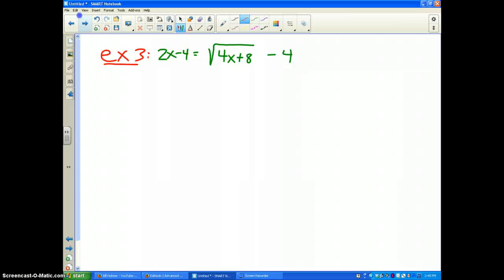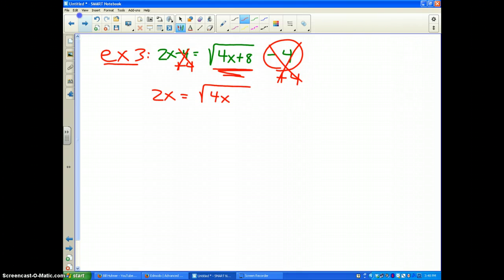Again, first thing I look at is the square root part. All right, and there is this number on the outside, so I need to get rid of that first by adding 4 to each side. Well, those will cancel and those will cancel, leaving me 2x equals the square root of 4x plus 8. All right, I'm down to the square root.